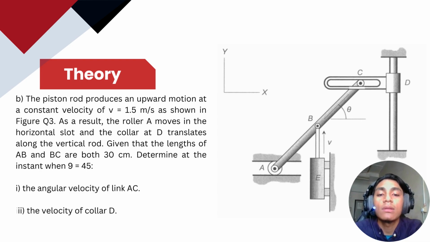This question has been altered in order to fit with our 12-volt actuator. Several components have been used to measure angular velocity value by using the MPU 6050 at the point of link AC, specifically at point B, and to measure the velocity with ultrasonic sensor at the bottom rail of the collar D.